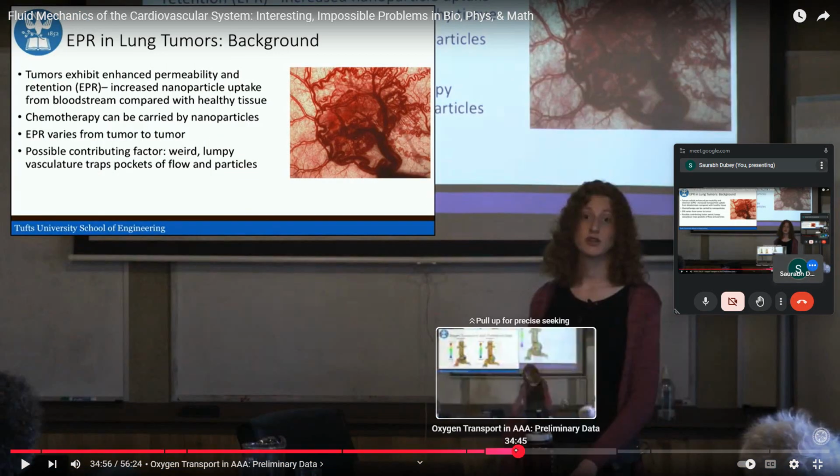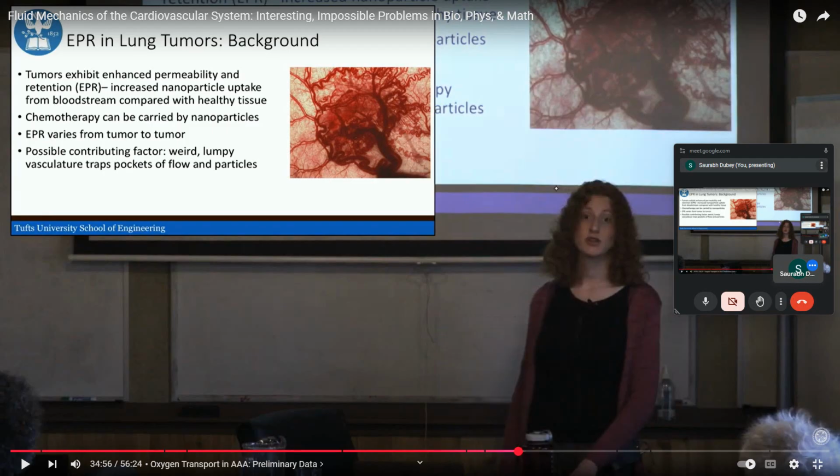So if you see this, if the tumor is there in the lung, which is EPR tumors, EPR in the lung tumor, tumors exhibit enhanced permeability and retention, which is EPR, meaning increased nanoparticle uptake from the bloodstream compared with healthy tissue, right? So chemotherapy can be carried by the nanoparticles, where this EPR varies from tumor to tumor, which is this enhanced permeability and retention, right?